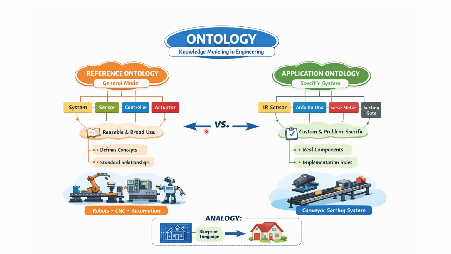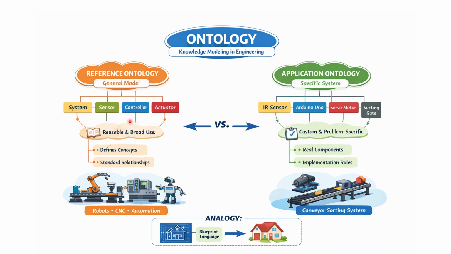In this diagram, we can easily compare the reference ontology and application ontology. On the left side, you can see the reference ontology system. The reference ontology represents a general model that can be reused across multiple systems. It defines common concepts such as what type of system you are going to use: a sensor, a controller and an actuator. These concepts form a standard framework for engineering applications.